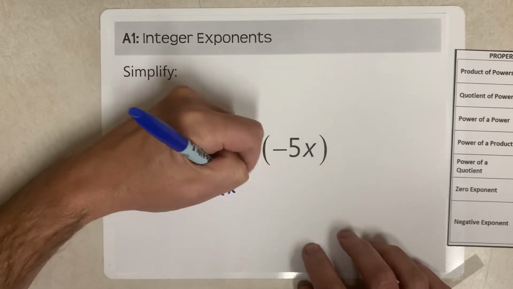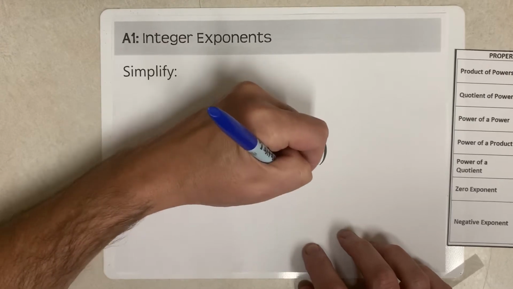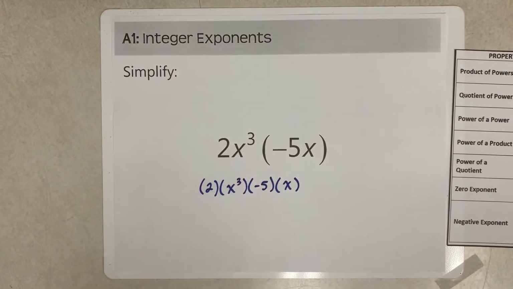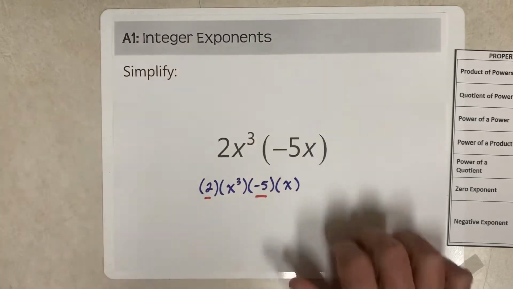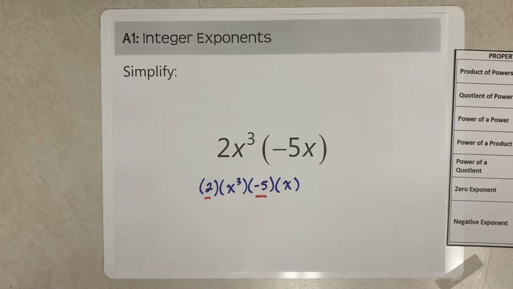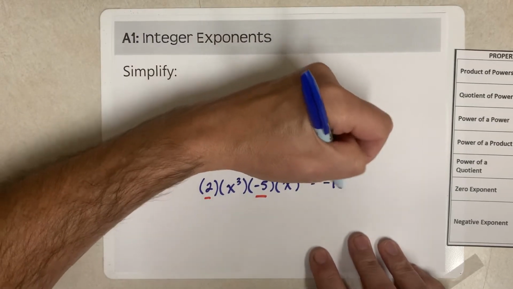2x cubed, -5, and x. It's going to be more instructive if I do it this way. So now I'm going to look at it, and I'm always going to deal with the numbers first, namely the 2 and the -5. So I need to multiply those together because everything's being multiplied. So 2 times -5 is -10.